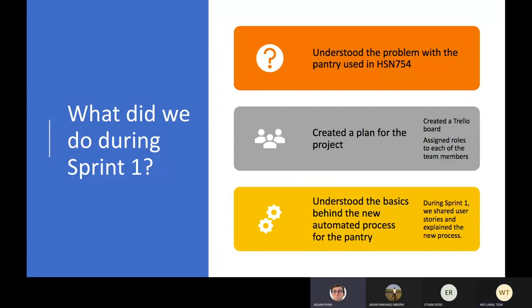Okay, so in our last sprint, we were responsible for understanding the problem with the HSN 754 unit. We were also responsible for understanding the old process and developing a new process. I just mentioned what the old process is. The new process is the automated process. I'll get to the new process in just a second. We also had to create a plan to tackle the project. So we had to create a Trello board, and we had to design user stories.